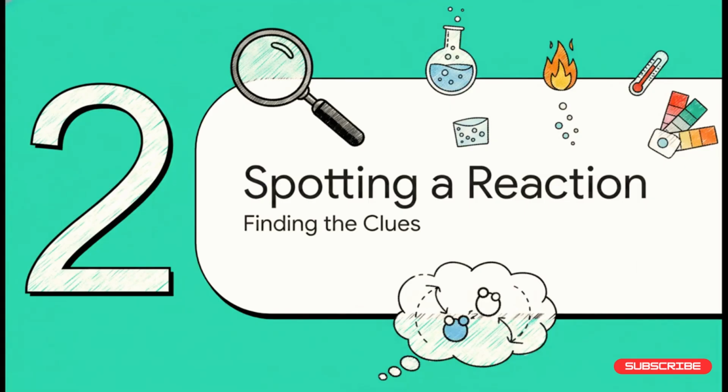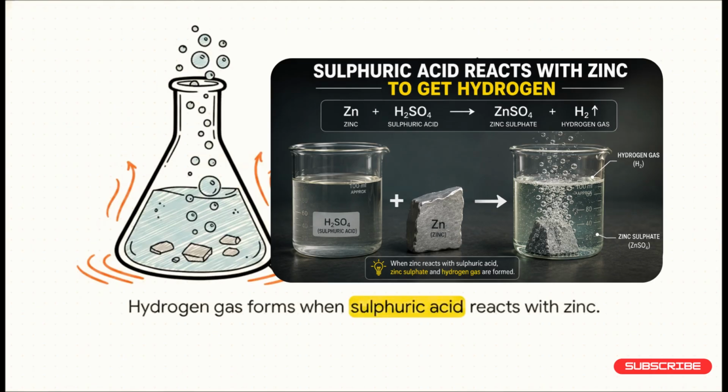Moving right along to part 2, spotting a chemical reaction. So how do we actually know that these invisible atomic bonds are breaking and reforming? I mean, we don't have microscopic vision, but we don't need a powerful microscope to know a reaction happened. We just need to know what physical clues to look for.